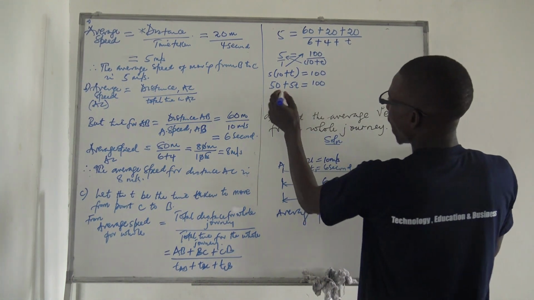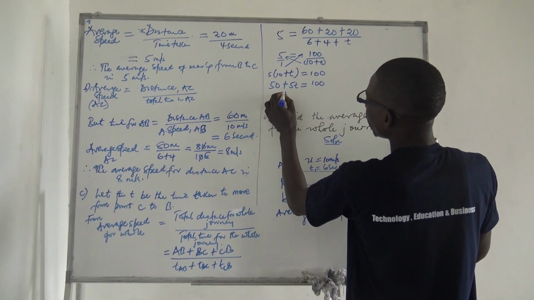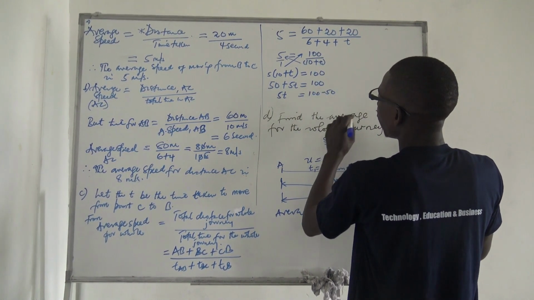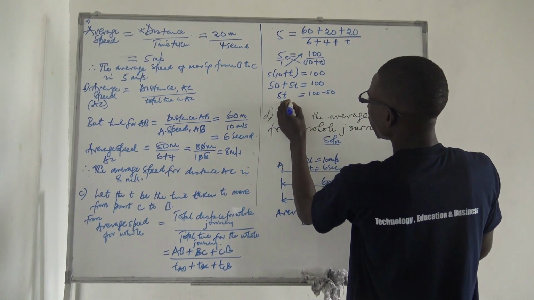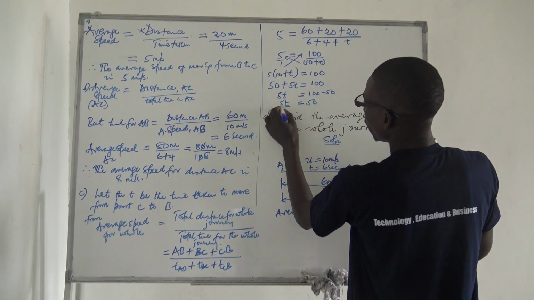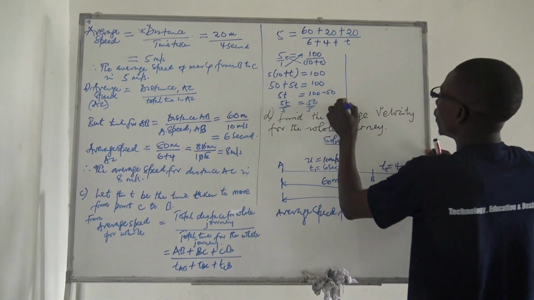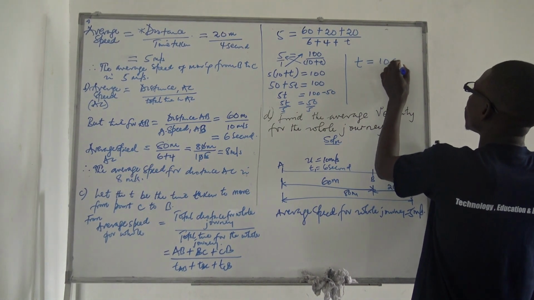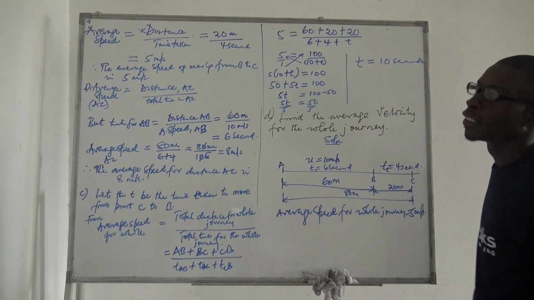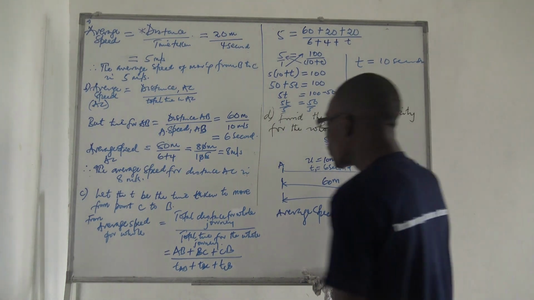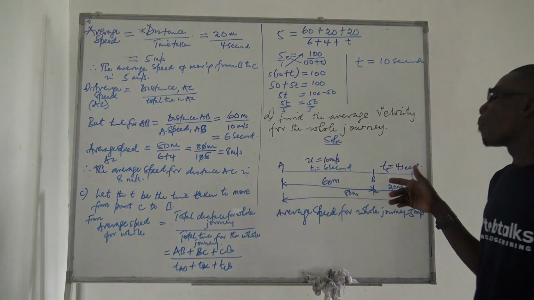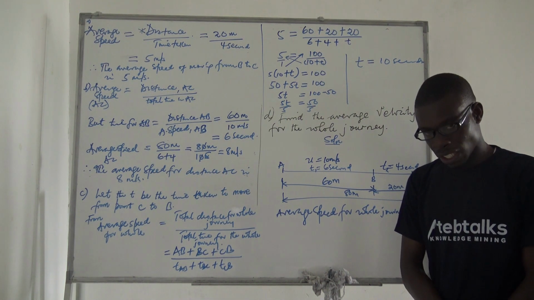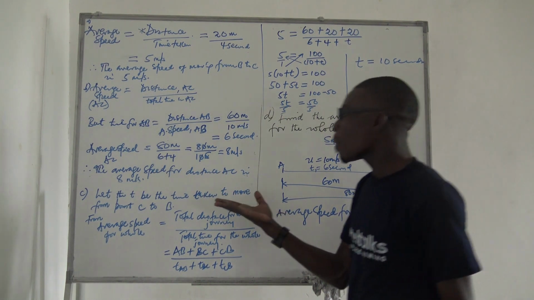Equaling to 100. And now you can say 5T is equaling to 100 minus 50, okay? And that is 50. 5T is equaling to 50. Divide by 5, divide by 5. You will realize that your T equaling to 10 seconds. Is that okay? So the time taken to move from C back to B is equivalent to 10 seconds. Is that okay?